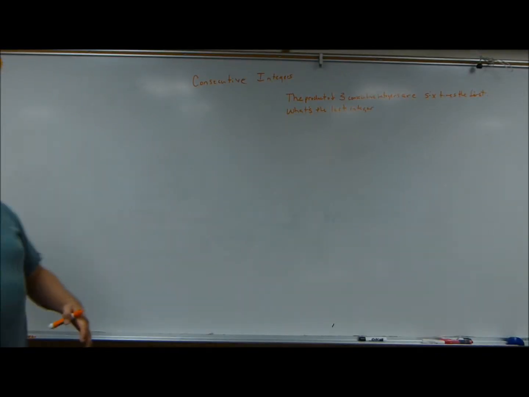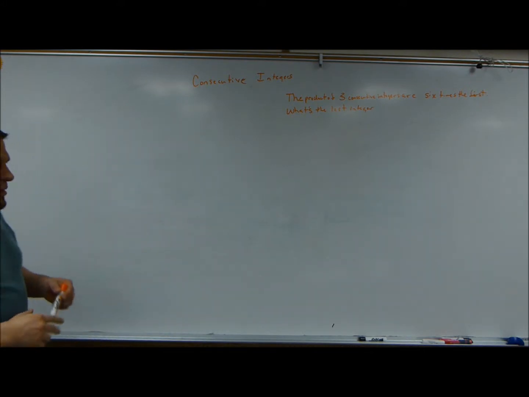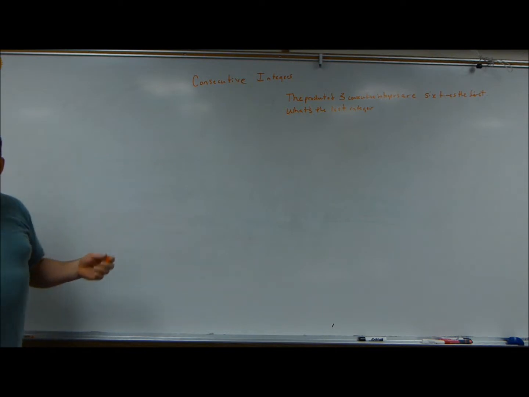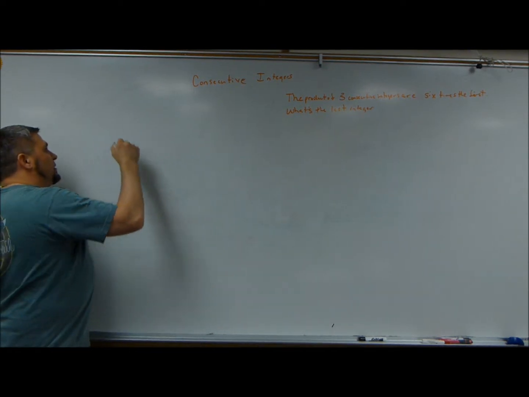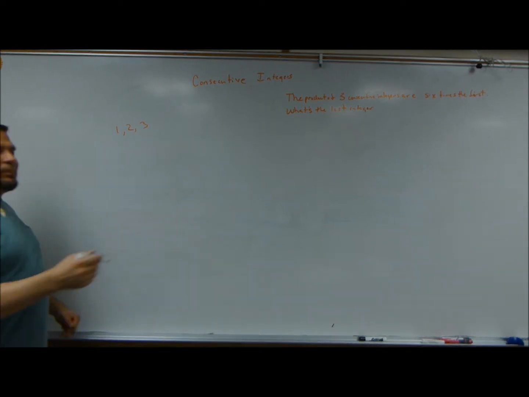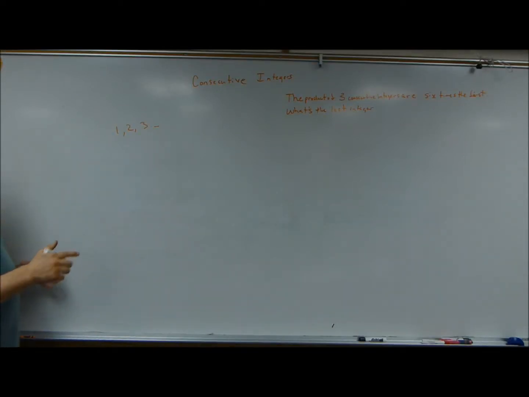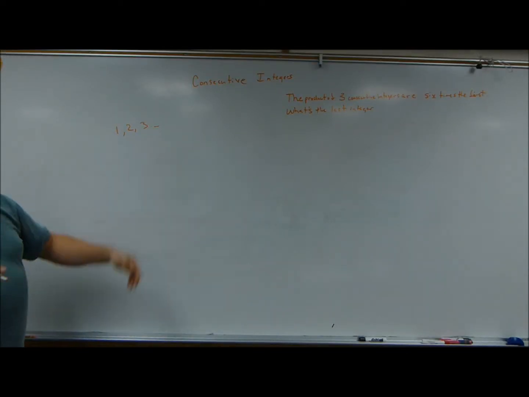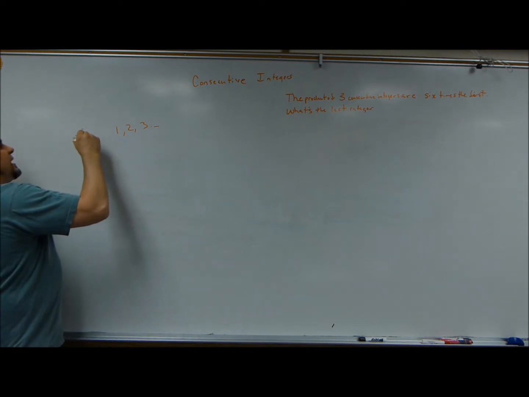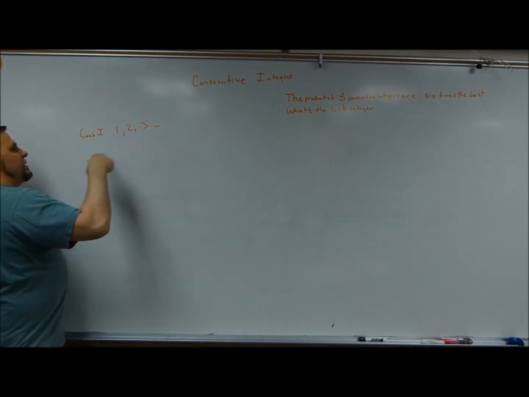Okay, so consecutive integers, we have to understand what a consecutive integer is. Consecutive integers are, you know, 1, 2, 3, and so on, right? How far are these away from each other? 1. So these are 1 away. So consecutive integers are 1 away from each other.